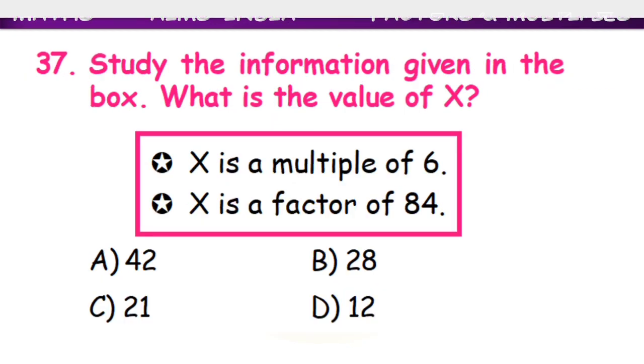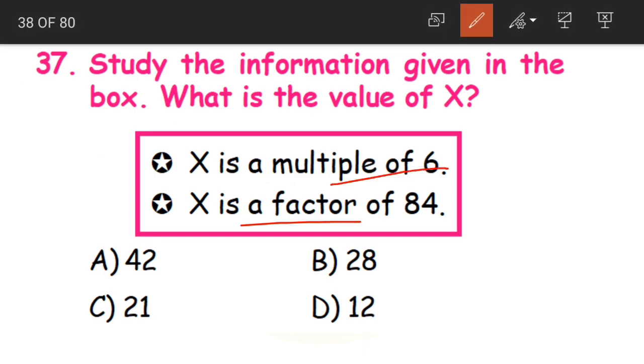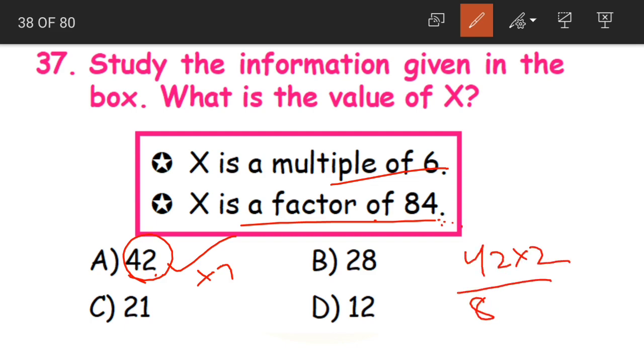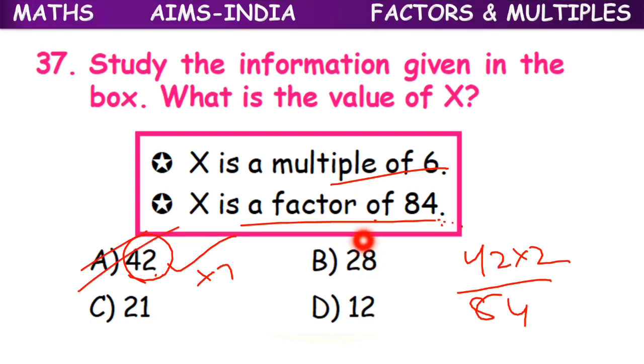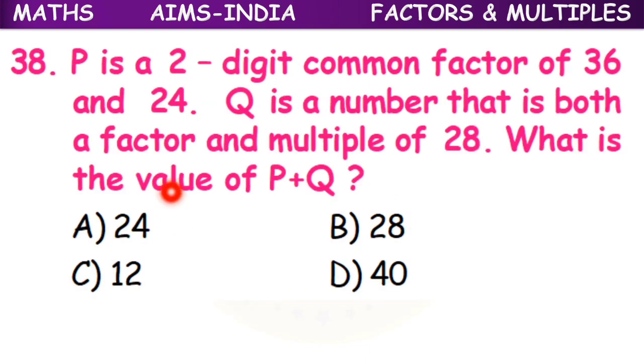Next, study the information given in the box. What is the value of x? X is both a multiple of 6 and also a factor of 84. Now if we look at the first option 42, is it a multiple of 6? Yes, 6 sevens are 42. And is it a factor of 84 here? Yes, we have 42 twos are 84. So option A becomes our correct answer. Okay children, this is how we need to solve. We need to take each of the given options and then check whether the given statements are true for it or not.